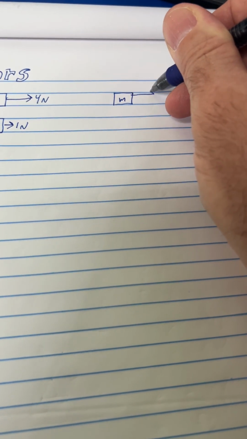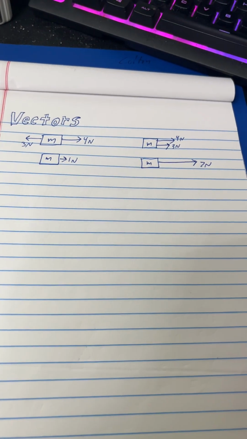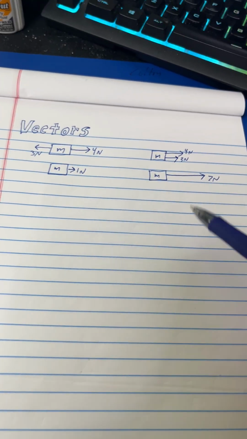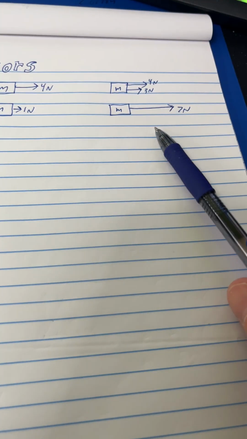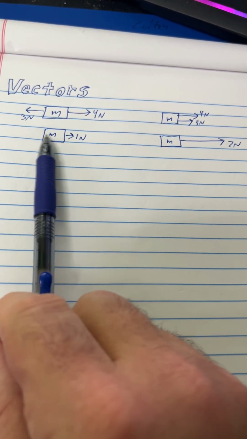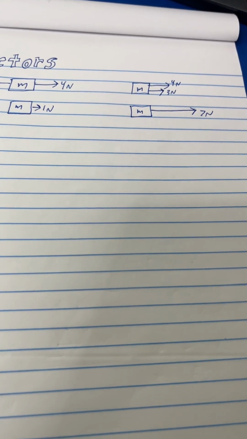Likewise, let's take my same mass again, but let's say I have 4 newtons going to the right, and I also have 3 newtons going to the right. Well, now when I add those two together, because they're acting in the same direction, now I get 7 newtons. So when I have parallel vectors acting concurrently, it's actually pretty simple. If they're in opposite directions, the vectors subtract, and if they're in the same direction, they add. So the rule for parallel vectors is that they add and subtract.